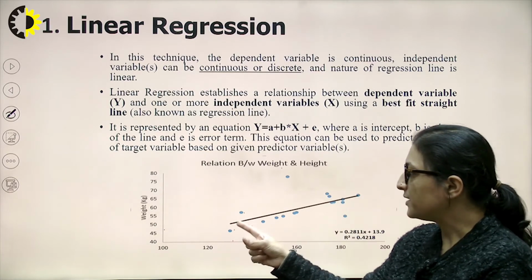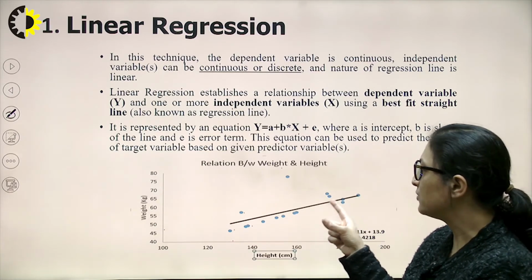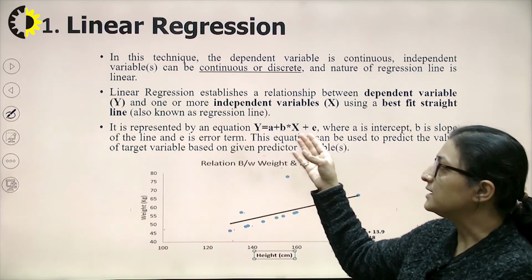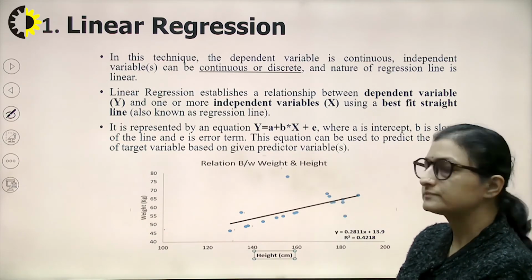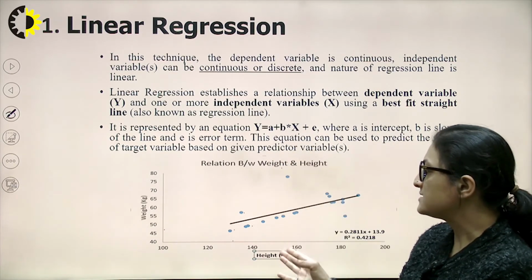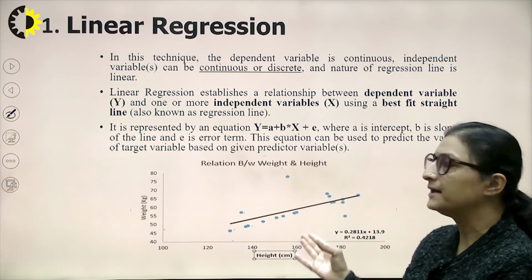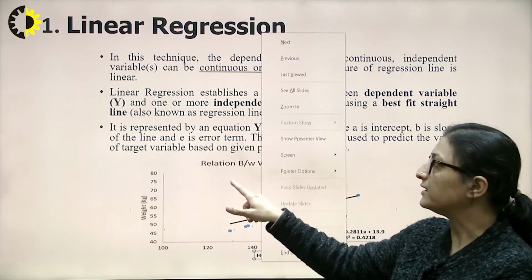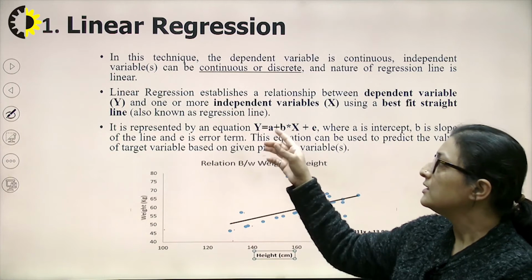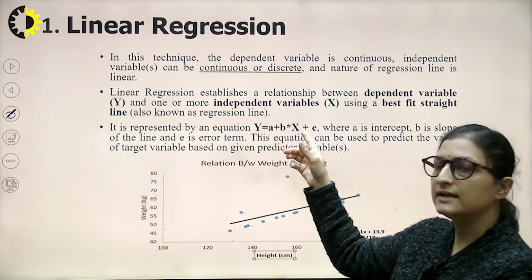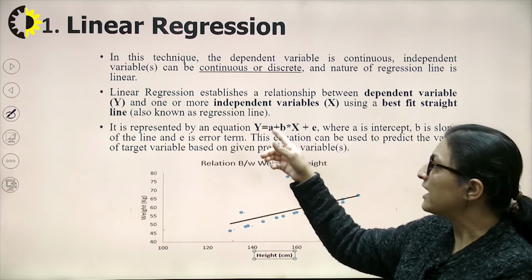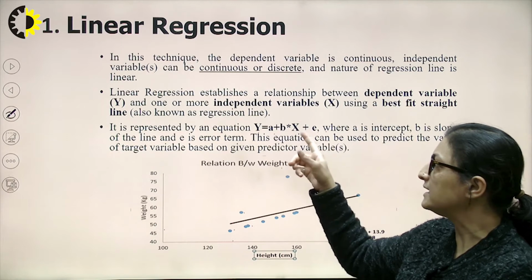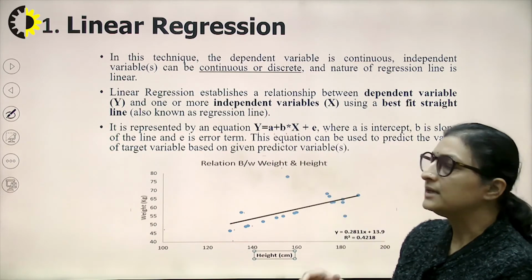Now when I have this straight line, the equation of this straight line would be of the form y = a + b * x + e, where this x is nothing but the height, which is the independent variable, and y is nothing but the weight, which is the dependent variable. So y is the dependent variable and x is the independent variable. Now when I have drawn this relationship between my weight and height, there is something called a and e, and I have b also.